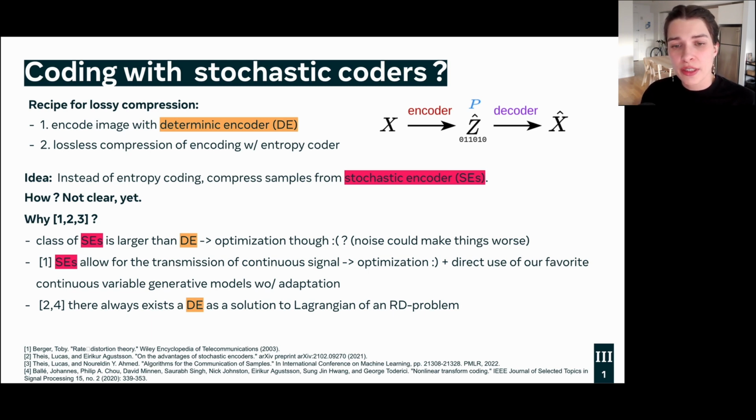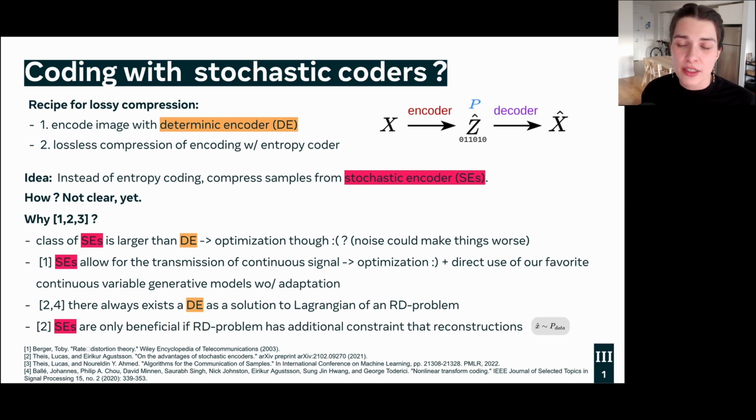Well, we know that there is always a deterministic encoder that is a solution to minimizing the Lagrangian of a rate distortion problem. So this is somewhat a discouraging result, meaning stochastic encoders wouldn't have any place here in theory. But of course, when we change the setup a little bit, namely when we add a conditional constraint, that we expect the reconstruction to be from the data distribution, or in other words, that we expect the reconstruction to be a realistic image, in that case, stochastic encoders provide a provable benefit in theory. So let us go and try to build codecs for stochastic encoders.